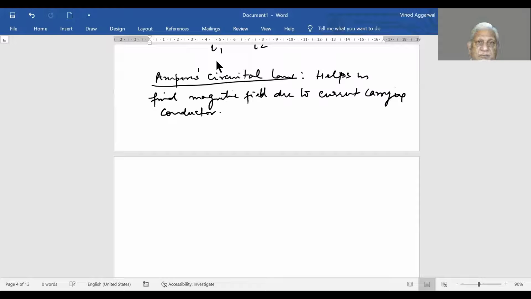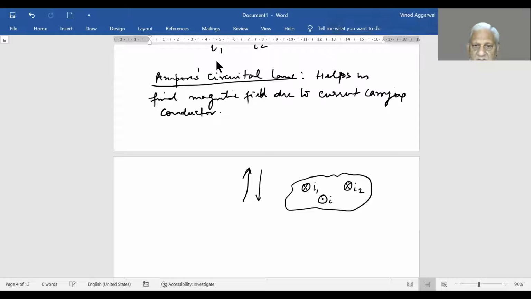Now, what this law says is, you may have a number of currents going in and out. Let's take a surface. Then you have some current going in, I1, I2, and some current coming out.